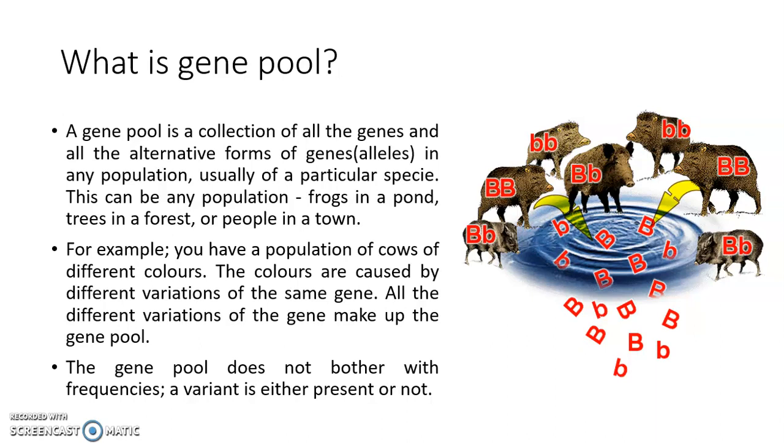If we talk about alleles, which are known as the alternative forms of a gene, each individual contains two alleles. One comes from the father and one comes from the mother. If we see this picture, this is a population of pigs, and these letters represent each allele. The capital B represents one allele and the small b represents another allele. So each individual of this pig population is contributing some alleles to this gene pool.